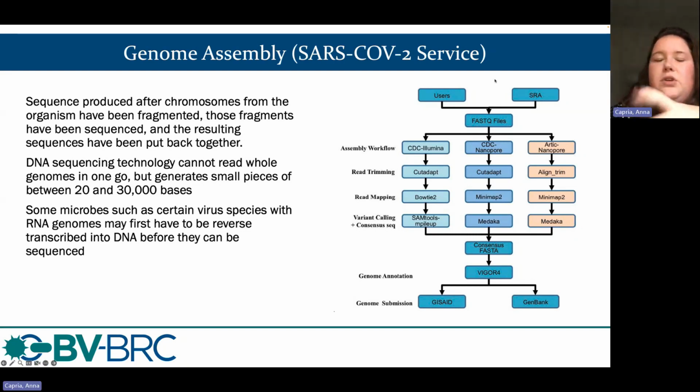But however you bring in the FASTQ files, depending on where they came from, so if it was sequenced on an Illumina machine or a nanopore, the trimming, mapping, and variant calling might be a little bit different. This is also all in our help documents. Then you end up with a consensus FASTA that's run through Vigor and then set up so you can submit it to GISAID or GenBank after this process. So that's the basis on the assembly.